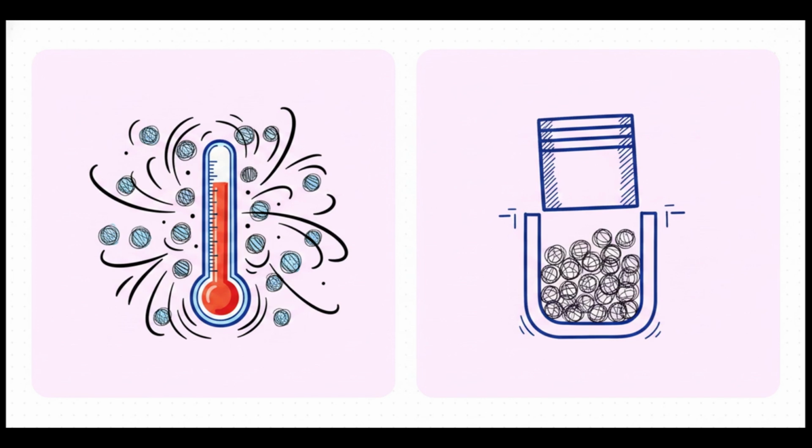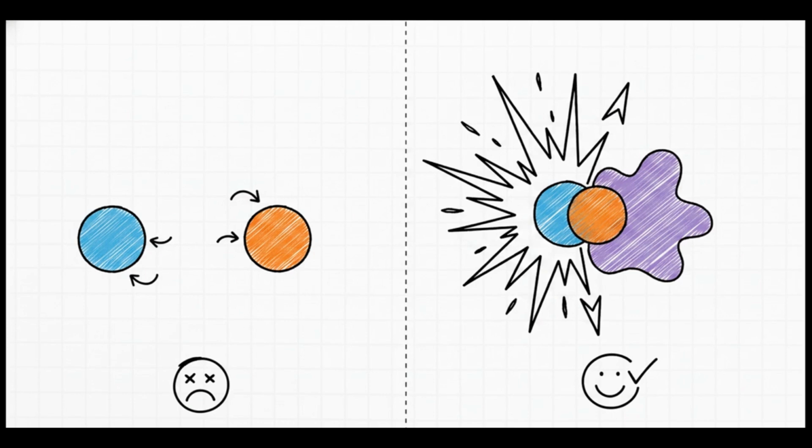Now, the second lever is pressure. And keep in mind, this applies strictly to gases. When you crank up the pressure, you are physically squeezing those gas particles closer together into a much tighter space. So, by pumping in energy through heat, or squishing them together through pressure, you obviously increase the frequency of collisions.